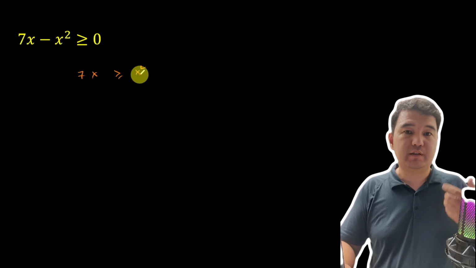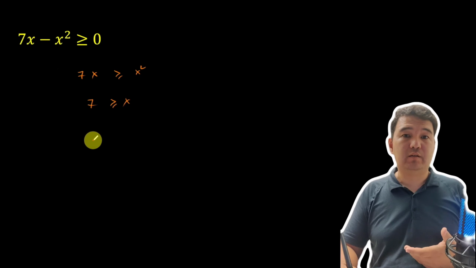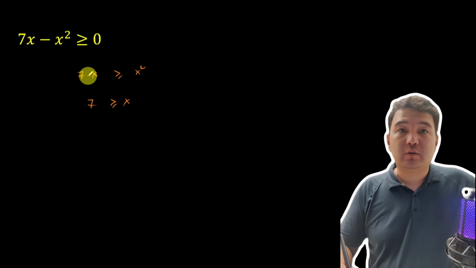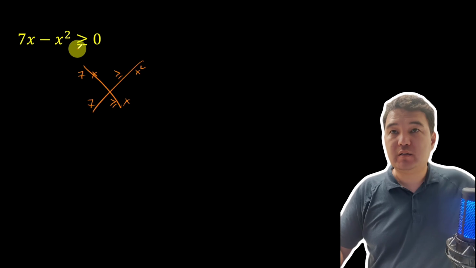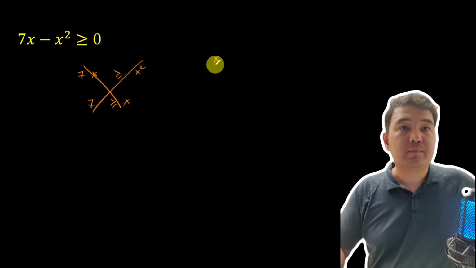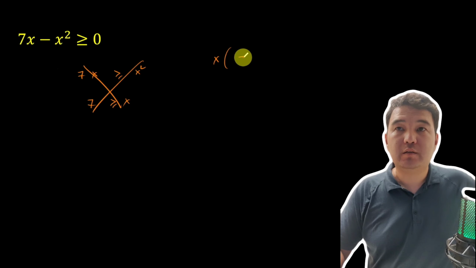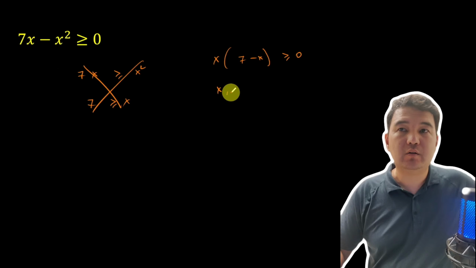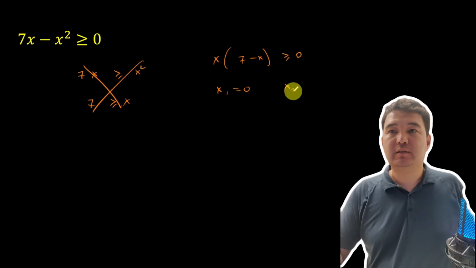This example is to show you something that you should not do. You can't solve it like this, dividing both sides by x and getting x is less than 7. This is not the complete solution of the inequality. So this is not correct. You have to treat this as a quadratic and take x out of the parentheses, greater than or equal to 0. Now it has two roots: x1 is 0, x2 is 7.